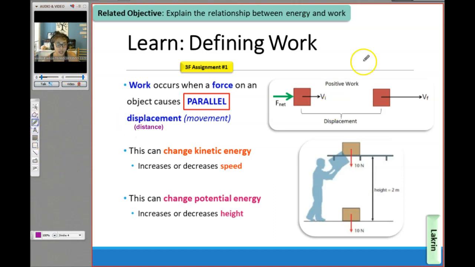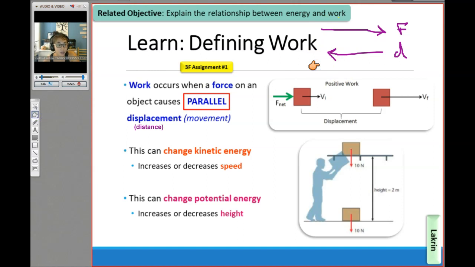There are two ways for things to be parallel. They can be parallel by going in the same direction. So if force goes to the right and displacement goes to the right, for example, those are parallel lines. They could also be going in opposite directions, where force is going to the right and displacement is going to the left. That would actually also be parallel because those lines still don't cross each other.